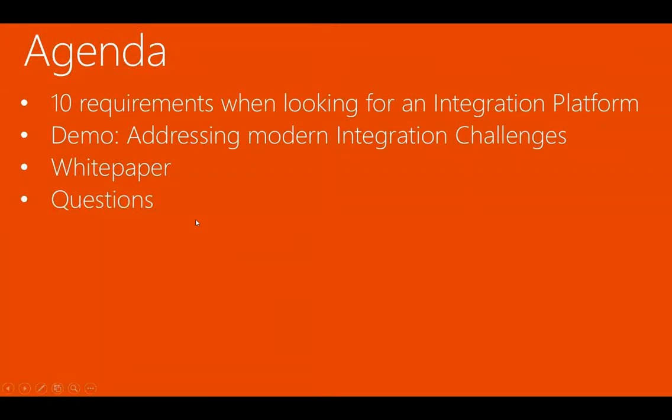And so within this presentation, what I hope to get across is 10 different requirements when looking at an integration platform. These aren't to say these are the only requirements, but certainly these are things that I'd be looking for if I was shopping for an integration platform, whether that be something net new or whether I'm looking to upgrade my existing environment. After that, I'll get into a demo where I address some of these modern integration challenges using the Microsoft stack. Also, we'll discuss briefly a white paper that myself, Michael Stephenson, and Steef-Jan Wiggers wrote late last year. And lastly, we'll have some time for some questions.